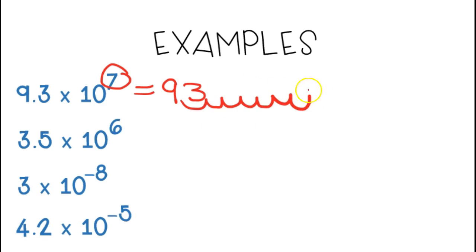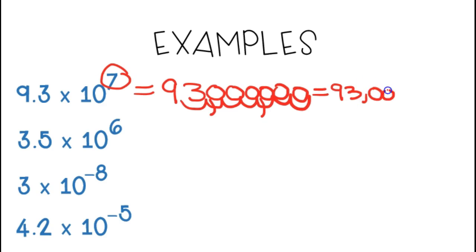I'm actually going to put in my 0 placeholders. And essentially, I have, let me get my commas in here, 93 million. This is 9.3 times 10 to the 7th power. I moved that decimal place 7 places to the right.